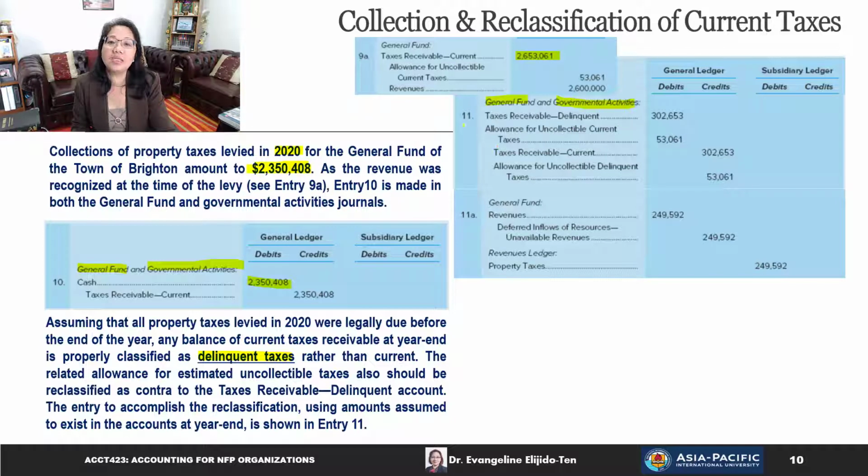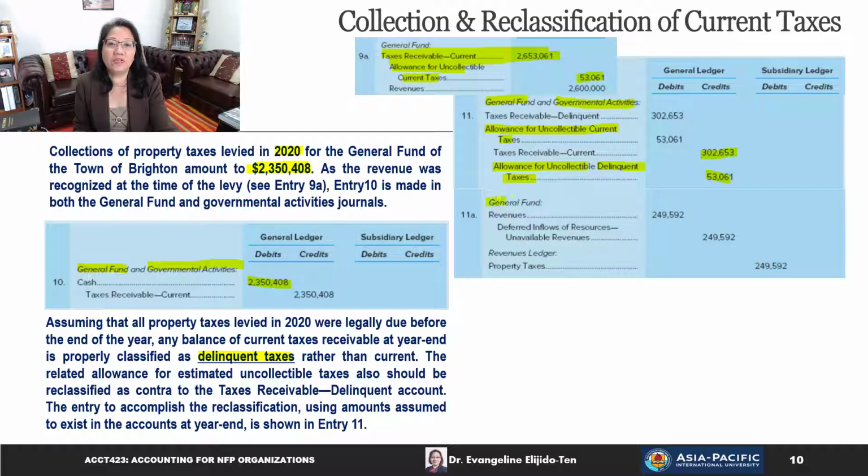What else do we need to do? We'll need now to debit this 53,061 for allowance for uncollectible current taxes. So in journal entry 9A, we credited that. Now we are debiting it. And what do we credit this time? We are crediting the taxes receivable current for the 302,653. And what we are crediting now, instead of allowance for uncollectible current taxes, we will now credit allowance for uncollectible delinquent taxes, for 53,061.